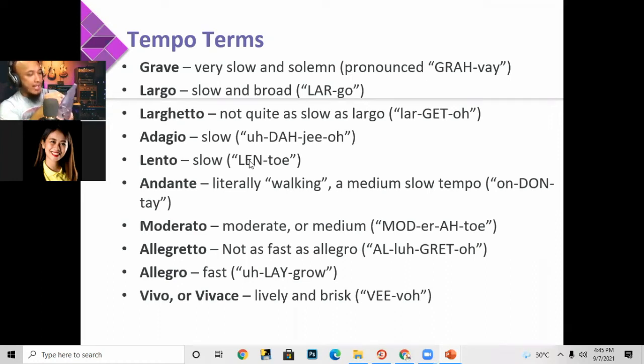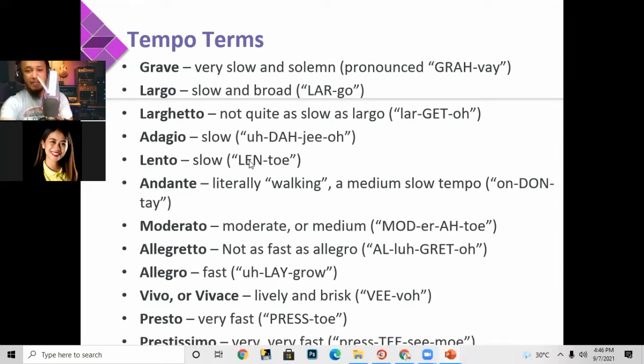And next, we have vivo or vivace. Vivo, vivace, it's 150. It's more faster. And of course, we have the fastest or second to the fastest. We have presto, which is 184. So from 184, 1, 2, 3, 4, 1, 2, 1, 2. Ganun kabilis ang timing niya.